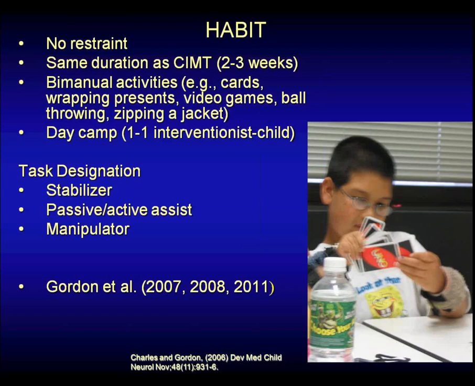And we can designate the tasks or progress the skills in regards to very simple motor skills. The simplest is to use the affected hand as a paperweight, basically just to press down on an object so the other hand can stabilize it, a passive or an active assist, and ultimately try to grade the activities so that hand is used as a manipulator if that's possible.